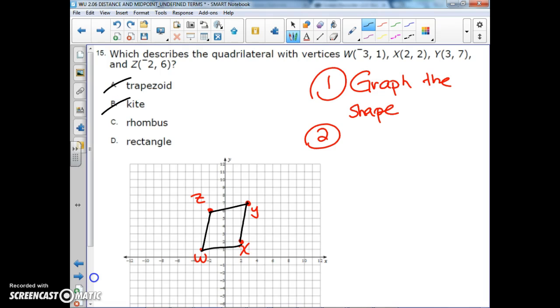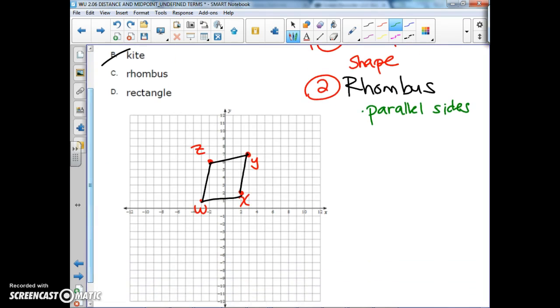Now, what do I know about a rhombus? Because this looks more like a rhombus to me than a rectangle. I know that a rhombus has two sets of parallel sides. So now I'm going to find the slopes of these sides and see if they're parallel. If they're parallel, they will have the same slope. And if they are, then it's going to be a rhombus.